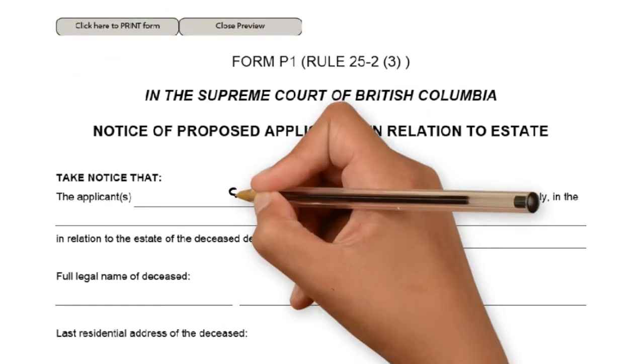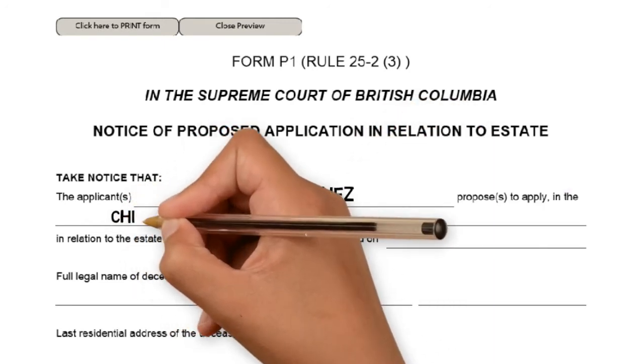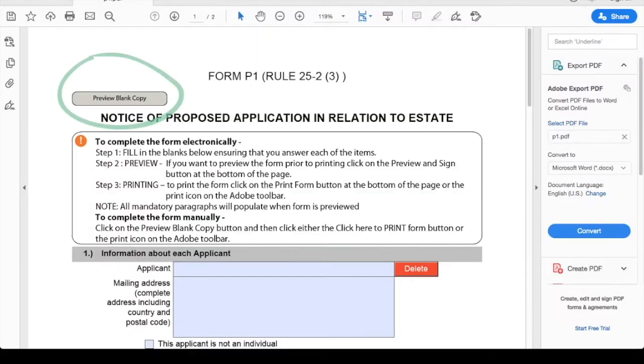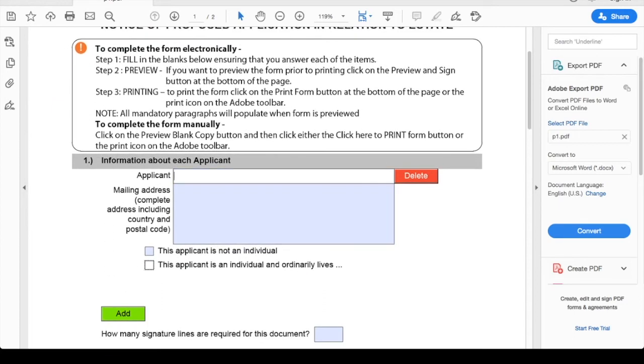Once you have the form open, you have two options. One is to print out the blank form and then write in your responses by hand. Do this by pressing the Preview Blank Copy button. Option 2 is to fill out the form on the screen. Simply click on a blank field and type in the information.